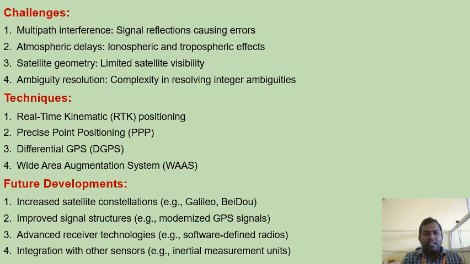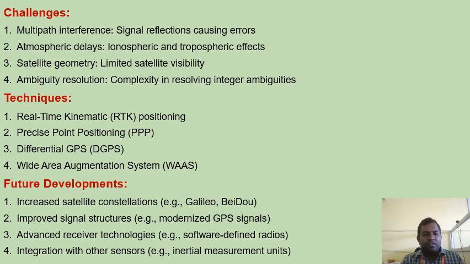The challenges are multipath problems, atmospheric effects, and satellite geometry. These are the challenges faced in providing accuracy with carrier phase GPS. Various techniques are used for providing accurate positioning: real-time kinematic positioning, RTK, precision point positioning, PPP, differential GPS, and the wide area augmentation system. So these are the various techniques used in carrier phase GPS.